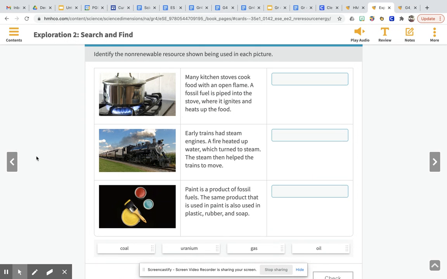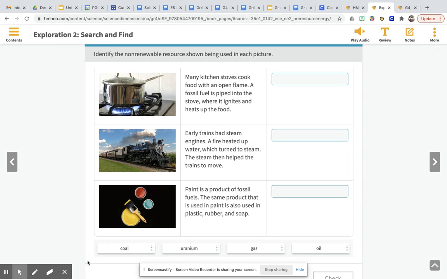All right, so here we go with another quick check. I am going to quickly read through these and then I want you to pause the video and discuss which of the non-renewable resources listed on the bottom match with the pictures on the top. So in the first picture, it says many kitchen stoves cook food with an open flame. A fossil fuel is piped into the stove where it ignites and heats up the food.